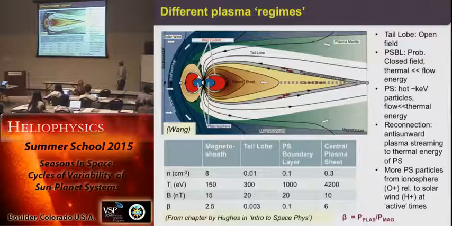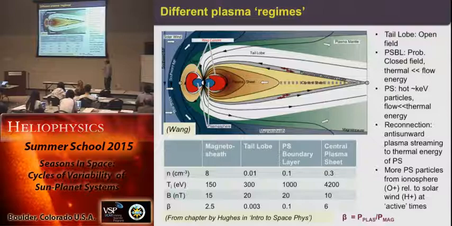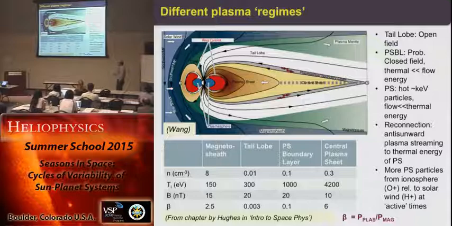Okay, and we get more plasma sheet particles, as you heard in previous lectures, from ionospheric species such as O+, relative to solar wind species such as H+, at active times, when reconnection is strong and the system is being very strongly driven. So you can compare these quantities, density, temperature, field strength, plasma beta, for your different regimes. If we compare, for example, magnetosheath with tail lobe, the magnetosheath is very dense compared to the very tenuous lobes of the tail outside the plasma sheet. The field strengths are similar, but the field strength in the lobe is somewhat larger. And the plasma beta in the lobe, since it's such a low density regime, is much smaller than in the sheath.